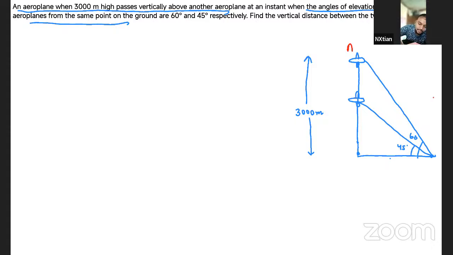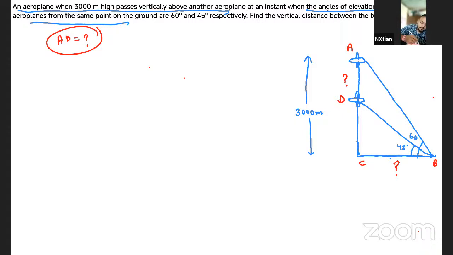So for example, if I write A, B, C, D, what do we have to find? We have to find the distance between the two vertical planes, which is AD. Like this distance we have to find. Okay? Yes or no? And what is given? This is 3000. So first of all, we don't know what CB is.